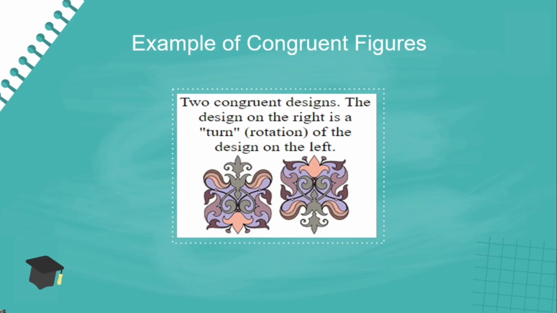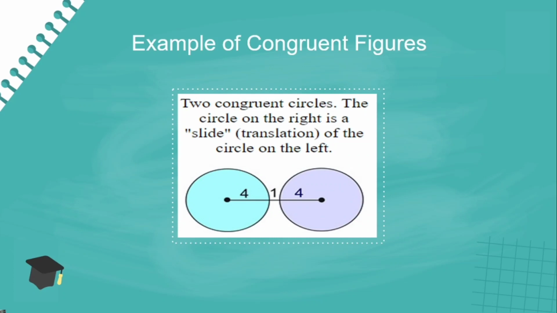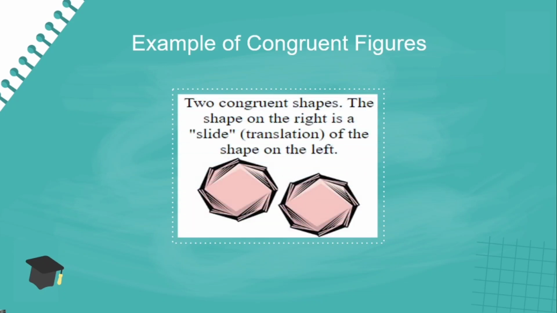Next, we have two congruent designs. So the design on the right is a turn or a rotation of the design on the left. We also have two congruent circles. So the circle on the right is a slide or a translation of the circle on the left. As you can see here, both circles have 4 as their radius. Lastly, we have two congruent shapes. So the shape on the right is a slide or a translation of the shape on the left.